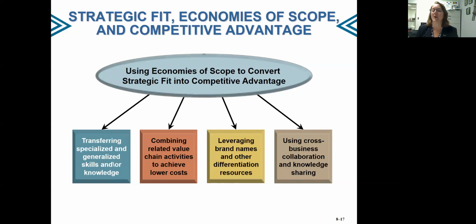So here are 4 different scenarios that use economies of scope to convert strategic fit into a competitive advantage. Maybe you're transferring specialized and generalized skills and knowledge. Maybe you're combining related value chain activities so that you achieve lower costs. Maybe you're leveraging the brand name and other differentiation resources, or you're using cross-business collaboration and knowledge sharing, which will also give you that advantage.